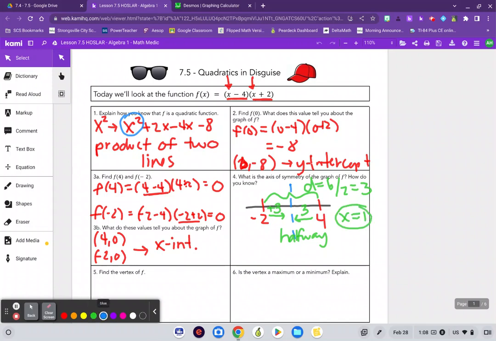But we talked about another way to do this. I could average the x-intercepts. I could find the middle value by averaging. Averaging means I'm going to add up my two numbers and divide by 2 because I'm adding two numbers. When I do that, I get 2 over 2, which is 1, and that matches. So there are two approaches to finding the axis of symmetry if I know those x-intercepts.